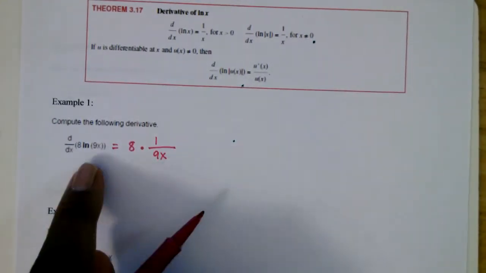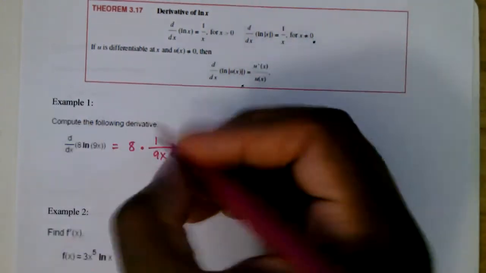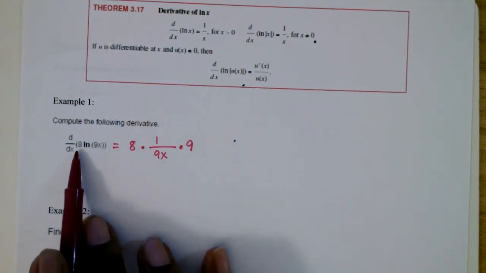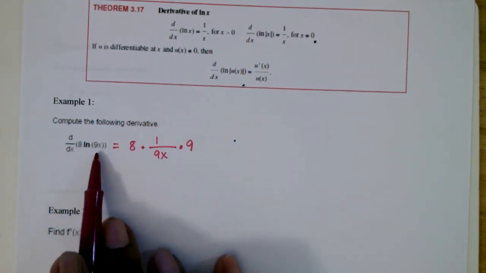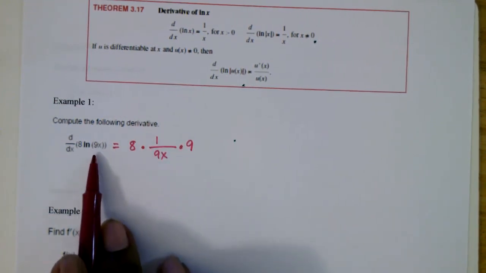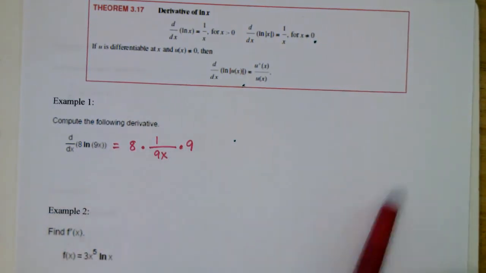And then we have to take the inside derivative here. The derivative of 9x would just be plain 9. Okay, everyone see what I just did here? All I did here, bring the 8 over, take the derivative of the natural log of 9x, which is 1 over 9x, and then I have to apply the chain rule by taking the derivative of 9x, which is 9.